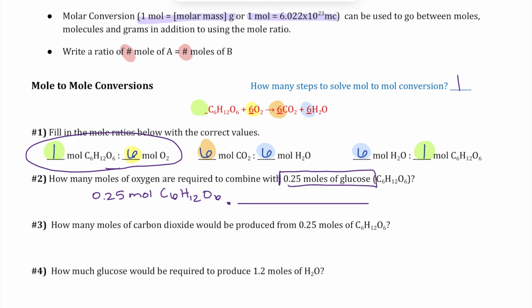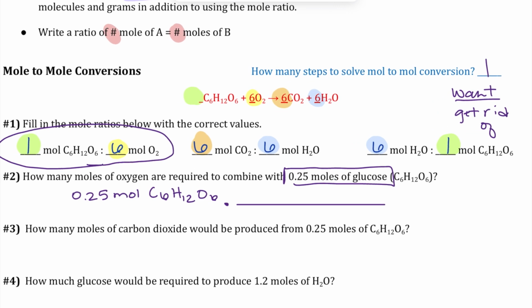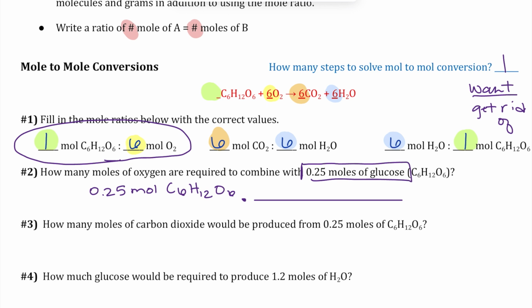Now I'm going to write my conversion factor. Remember, with those conversion factors, what we want to get rid of or cancel goes on the bottom. What we want to end up with goes on the top. And so if I'm looking at getting rid of those moles of glucose, that molar ratio for glucose is going to go on the bottom. And we get that 1 mole of glucose. That's coming from that 1 mole of glucose that we see in our reaction.